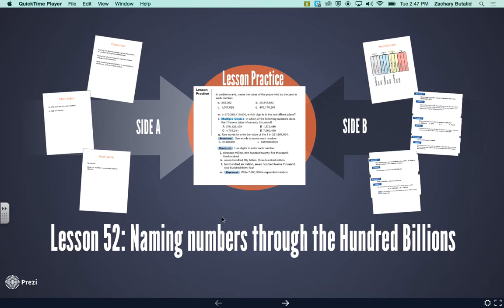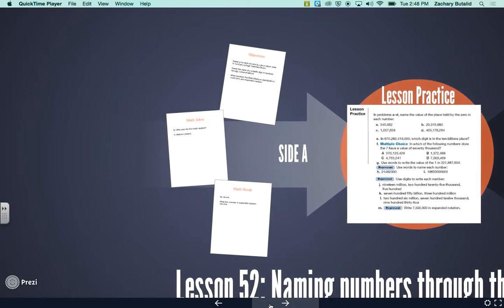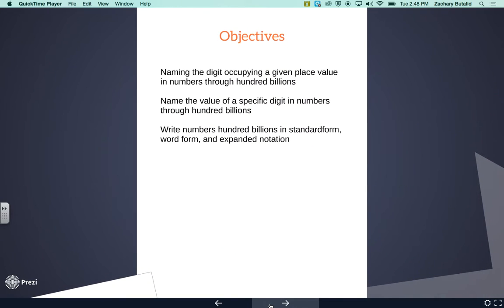We're on lesson 52, naming numbers through the hundred billions. So our objective for today is to name the digit occupying a given place value in numbers through 100 billions. We're also going to be able to name the value of a specific digit in a number through 100 billions. And we're going to be able to write numbers through 100 billions in standard form, word form, and expanded notation.